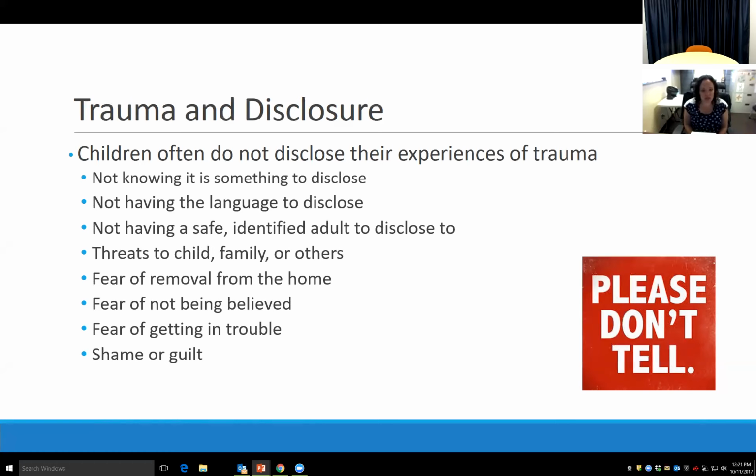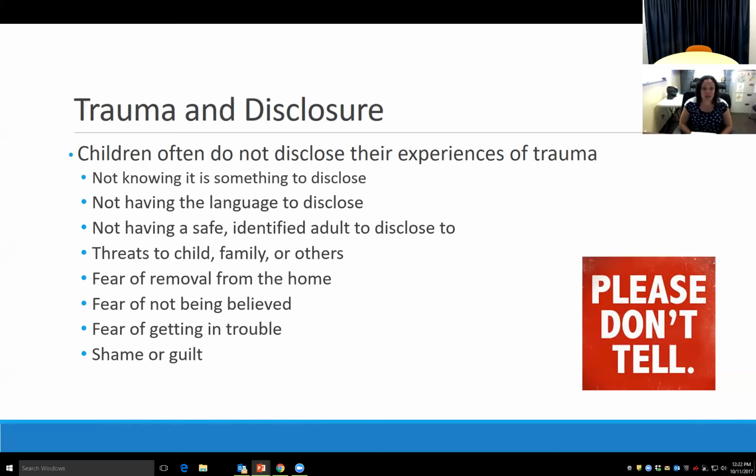Also, not having the language to disclose. So let's say a child knows this doesn't seem right, I should tell. They may not know how to tell, right? How do I describe what's happening in my home or what's happening in my community? Some children struggle to identify a safe adult that they can disclose to. They may feel, or it may be true, that all the adults they are around are not safe people to talk to. Whether it be that everyone in their home is in some way related to the trauma, or they don't feel comfortable at school to disclose, they just may want to tell, but not know who to tell.